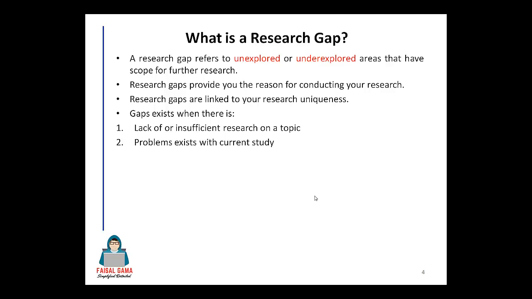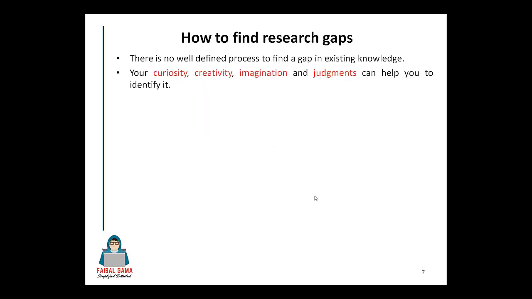And we have to be imaginative and judgmental. Yes, this is right, this is wrong. If we find a solution that is right, we have to say, okay, this is the right solution for this particular problem. Or this solution is inappropriate, inadequate or insufficient to tackle this particular problem. So our curiosity, creativity, imagination, and judgment can help us to identify research gaps.